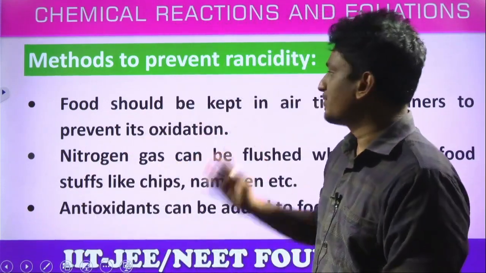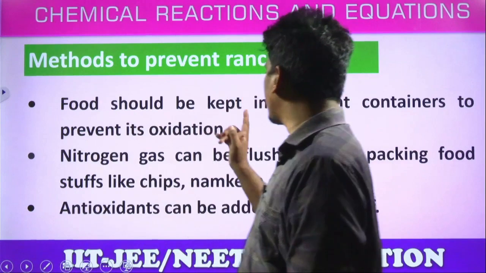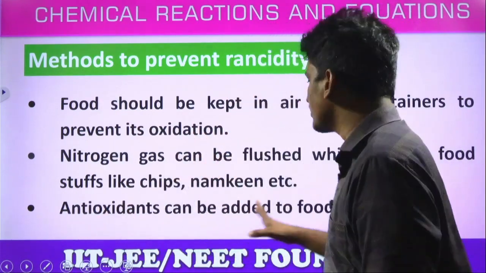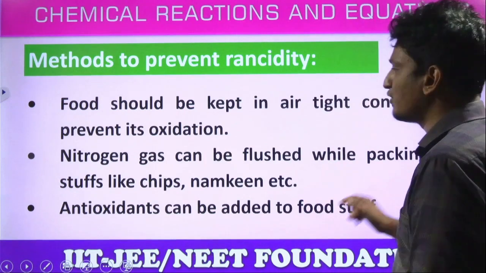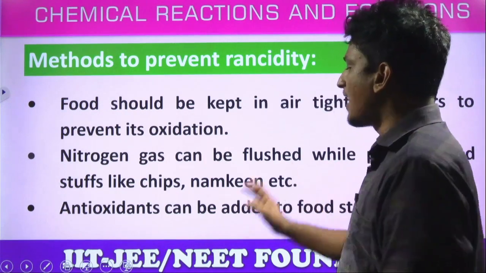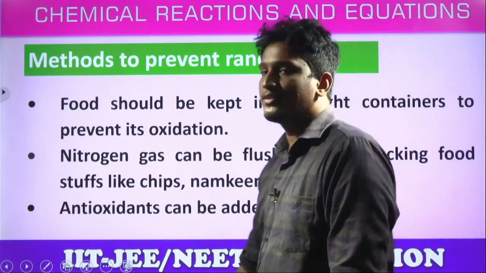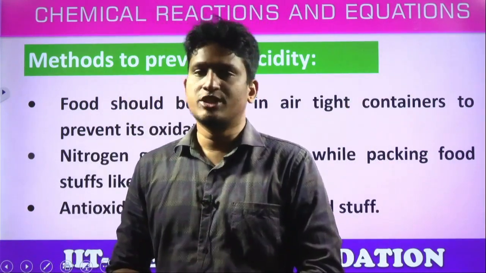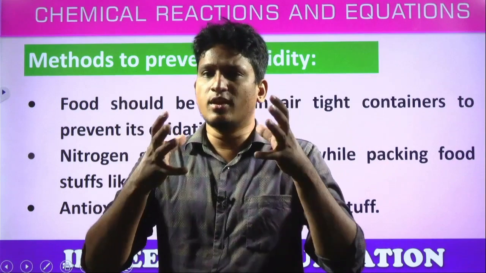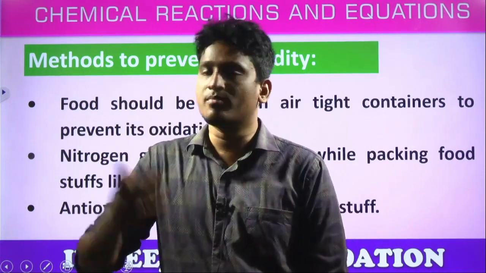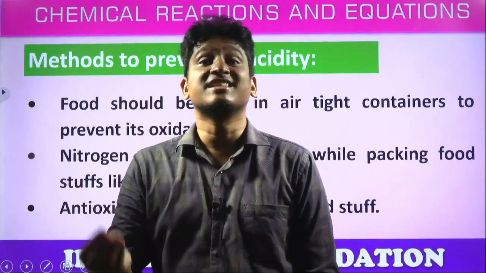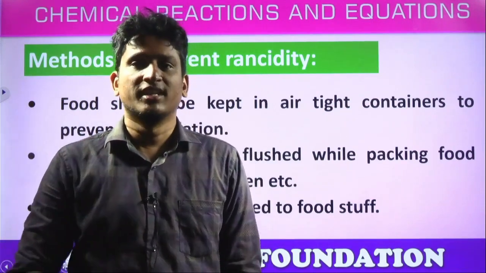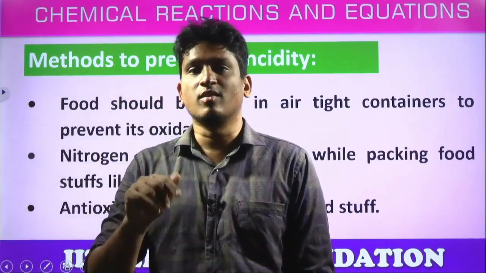So, methods to prevent rancidity. Food should be kept in airtight containers to prevent its oxidation. Nitrogen gas can be flushed while packing foodstuffs like chips, etc. Antioxidants can be added to the foodstuffs. Potato chips packets look full of air. Do you think it is normal air? No. It contains nitrogen. Normal air contains oxygen and water vapor. They are the main reason for this rancid oxidation process.